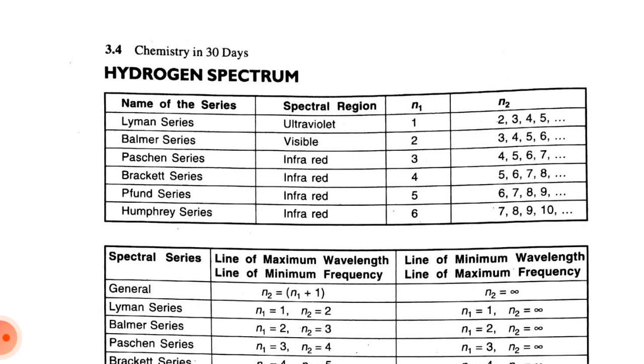Brackett series: infrared region, n1 is 4, n2 is 5, 6, 7, 8. Pfund series: infrared region, n1 is 5, n2 is 6, 7, 8, 9. Humphreys series: infrared region, n1 is 6, n2 is 7, 8, 9, 10.